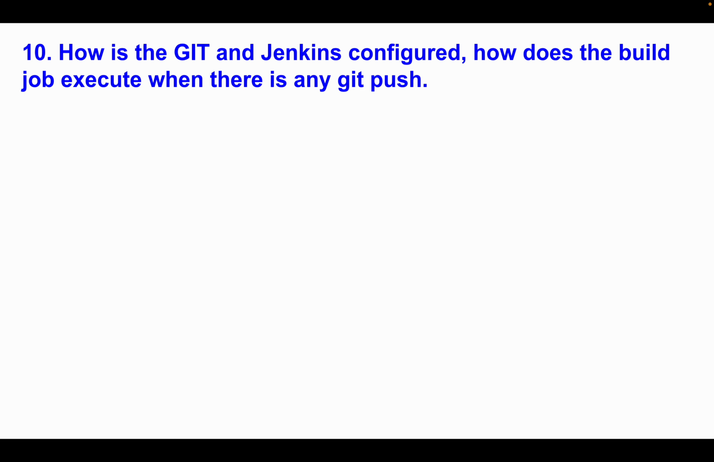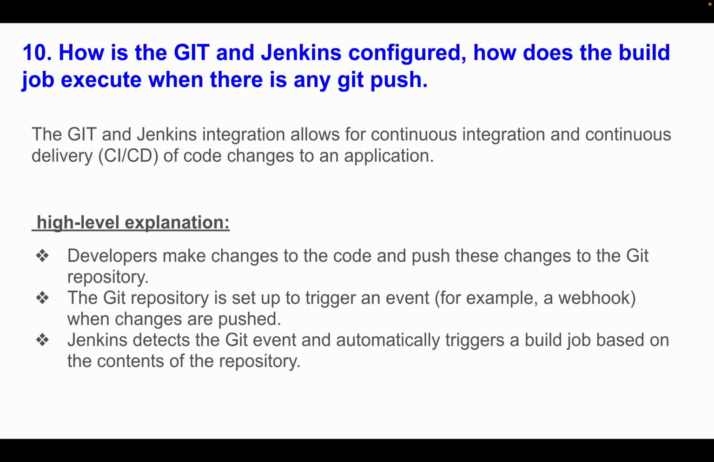How does the build job get executed when there is any Git push? So to answer this question, the Git and Jenkins integration allows for continuous integration and continuous delivery, CI/CD, of code changes to an application. So here I am giving you a high level explanation. Developers make changes to the code and push these changes to the Git repository. The Git repository is set up to trigger an event, for example a webhook, when changes are pushed.